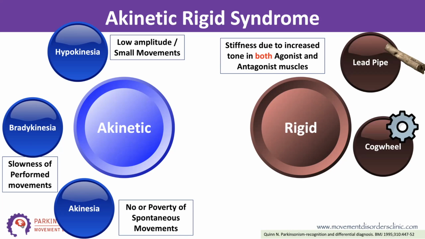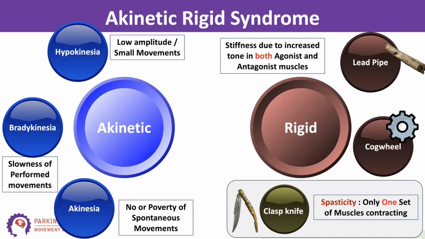appearance can happen. Please do remember that rigidity is different from another increased tone, that is spasticity, where only one set of muscles is contracting more as against the other set of muscles. So today we are going to talk about where we have symptoms where both akinesia and rigidity are there in a given person and they are presenting to us.